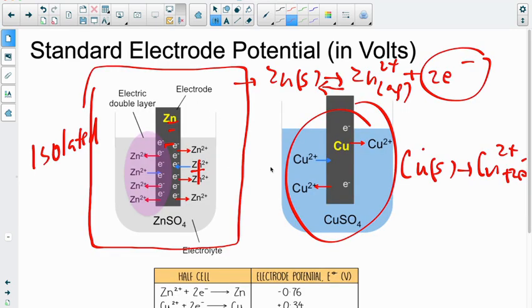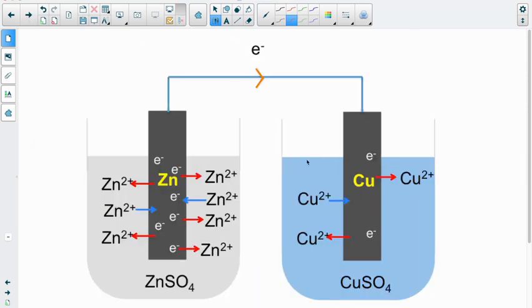So the question now is, how do we determine these numbers? Well, let's take a look at how we determine the voltage of a battery. This slide is just showing you that if you were to connect zinc to copper, because zinc has a higher charge separation, there's more electrons. Electrons will automatically flow from zinc to copper. So just keep that in the back of your heads.